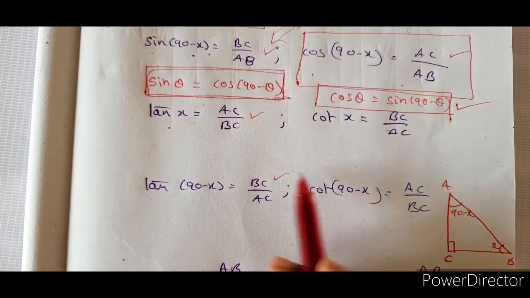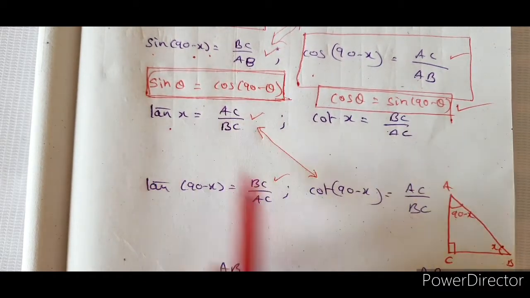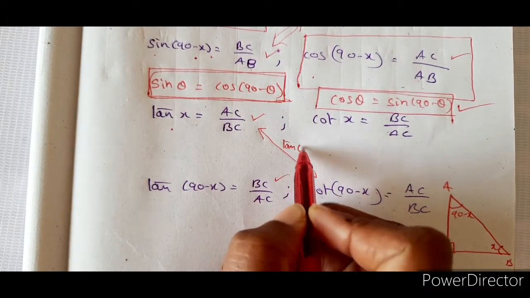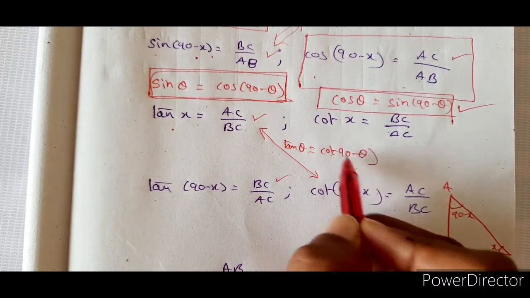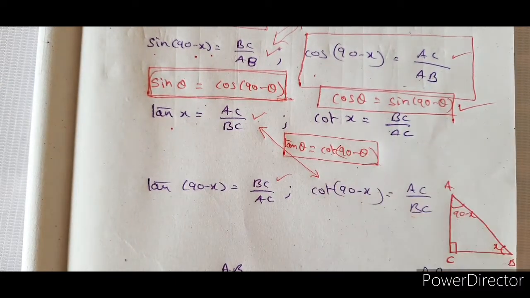So can we write it down now again? See these two? Yes, tan x is equal to cot 90 minus x. So therefore can I write it as tan theta is equal to cot of 90 minus theta, theta being one of the acute angles of the right angle.